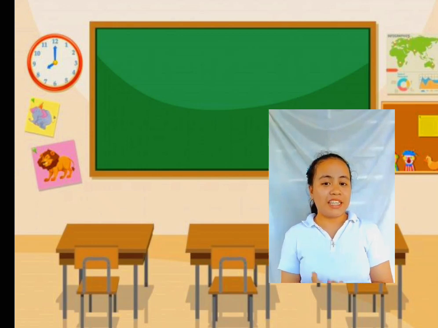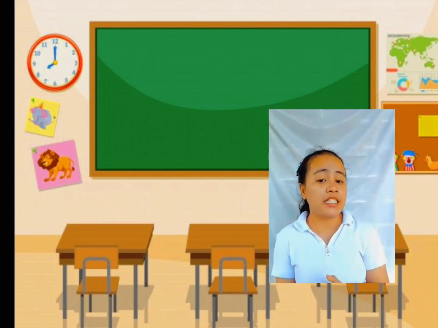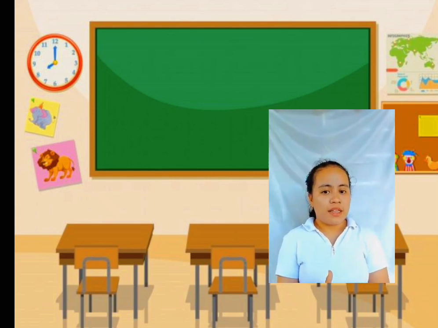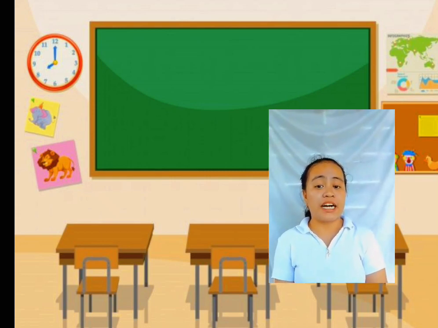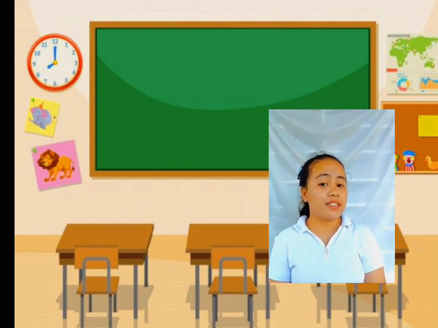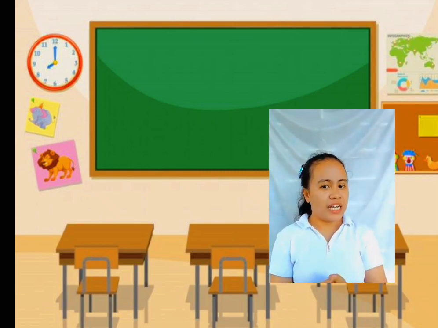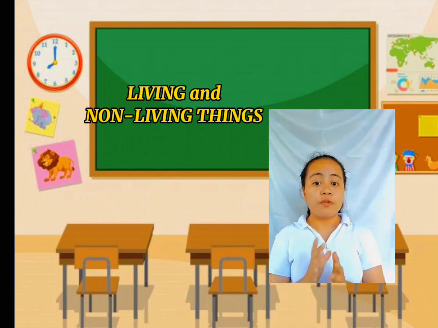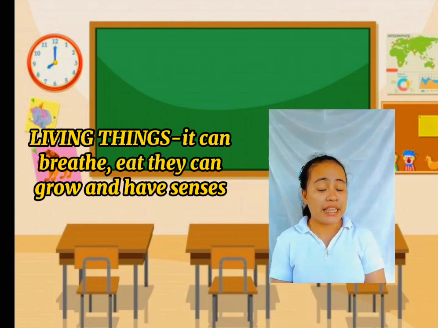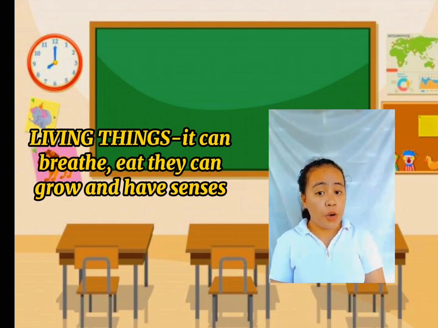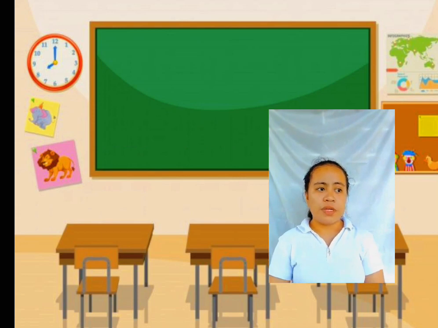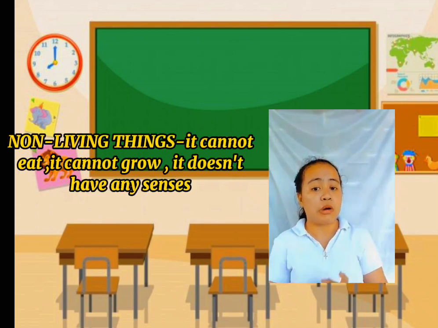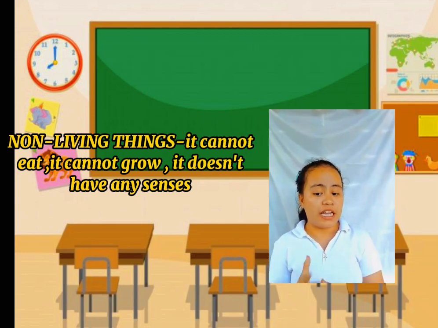We can find many things around us, from seas, oceans, plants, and animals. Yes, the earth in which we live is made up of several things, and the things are categorized into two: the living and non-living things. When we say living things, they can breathe, eat, grow, and have senses. When we say non-living things, they cannot eat, cannot grow, and don't have any senses.